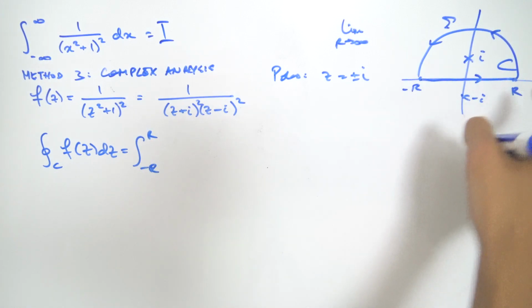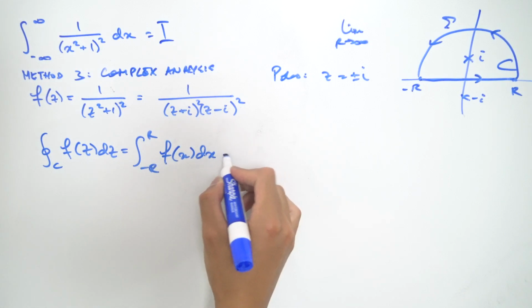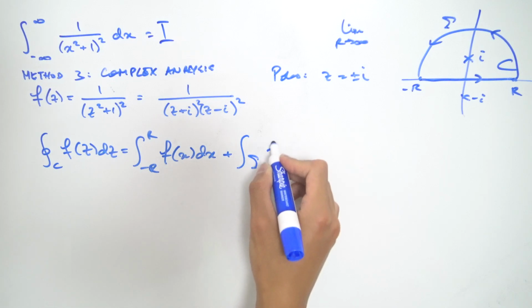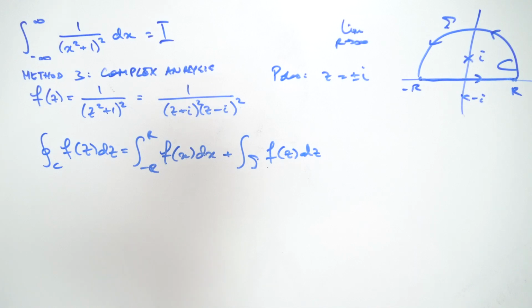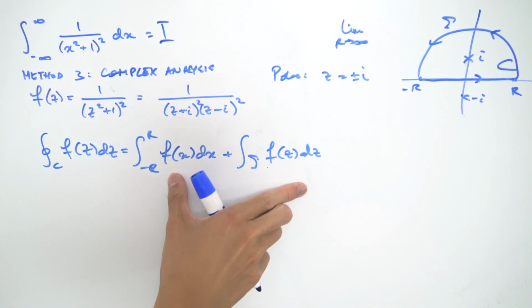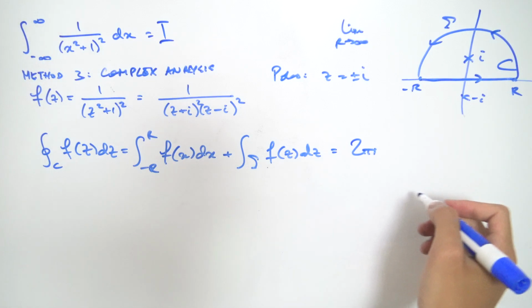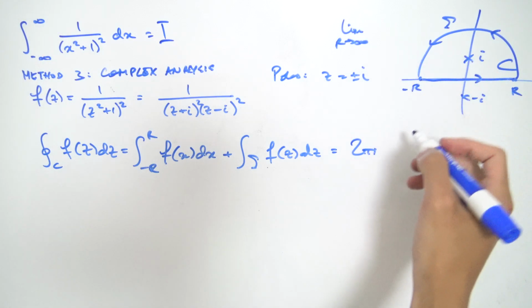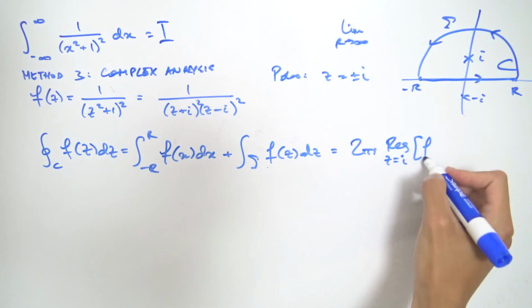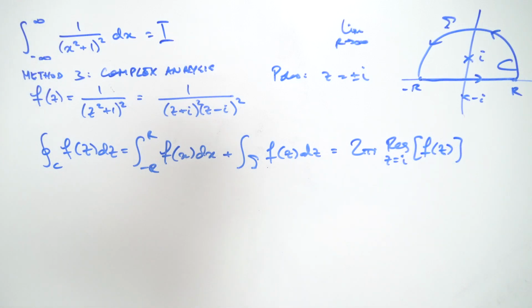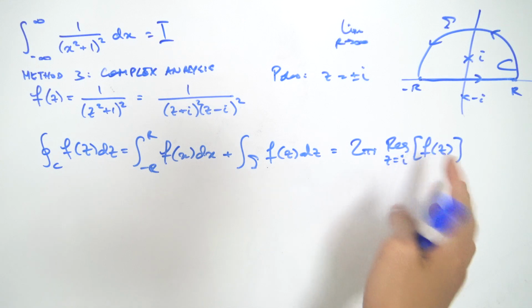Now, since we're integrating on the real axis, we can just say f of x dx. And then we have plus the integral over gamma of f of z dz. And by the residue theorem, we also know that this expression is equal to 2 pi i times the sum of the residues, but since we only have one pole in here, we have one residue at z being equal to i of our function f of z.